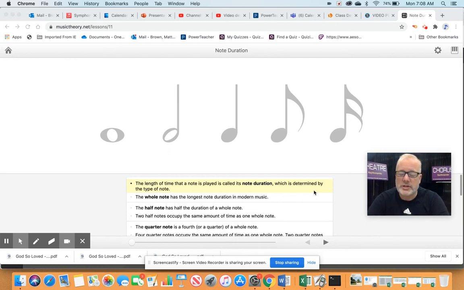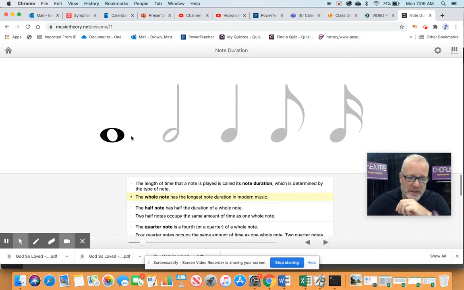Okay, so note duration is the length in time that a note is played. Some notes are very, very short, some notes are very, very long. So the whole note, which is the note in modern music, that's this note right here. Okay, looks like a donut. All right, it has the longest duration. Oftentimes the standard duration is 4 beats because there are 4 beats in a measure, but that's going to vary depending on the time signature. But for right now, a whole note, we're just going to say is the longest note in duration.